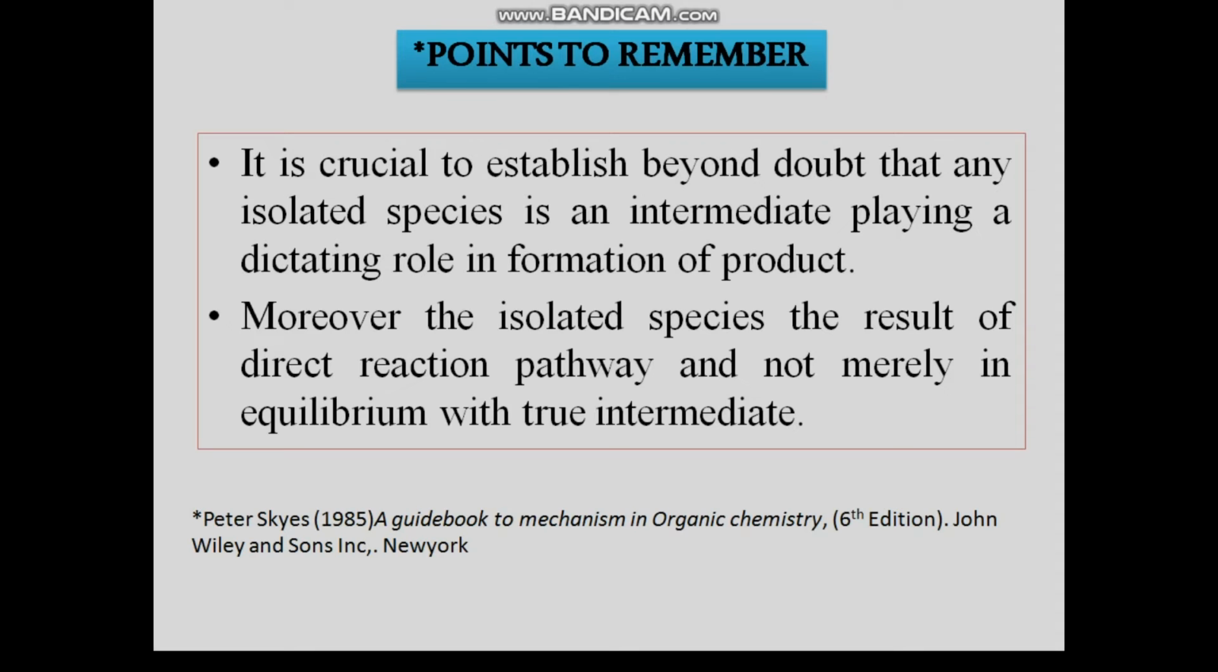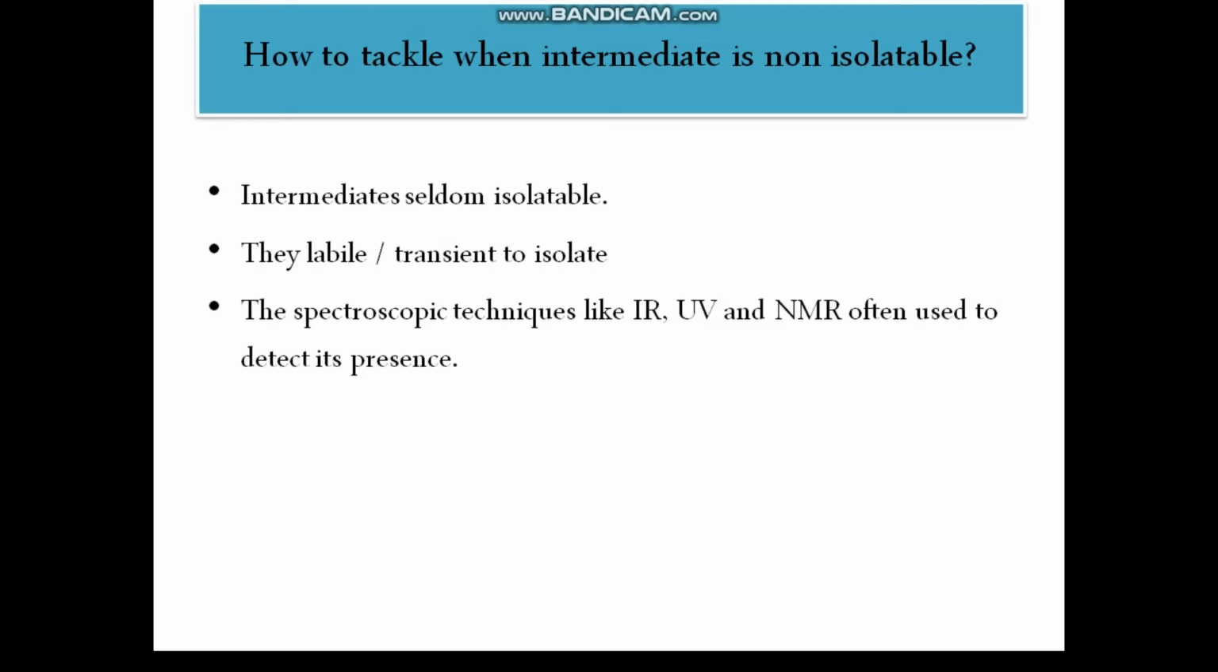Number two, moreover, the isolated species might sometimes be in equilibrium with something else. Therefore, we should not get confused with the other one which is in equilibrium with the true intermediate. Therefore, we should directly go into the intermediate which is really formed by going through a direct, logical reaction pathway. Okay, those are the two important factors to be taken care of.